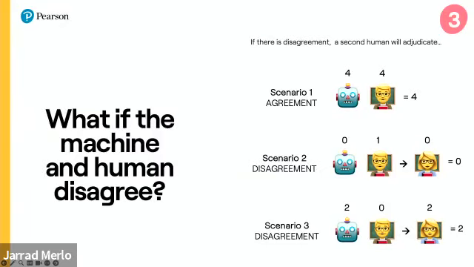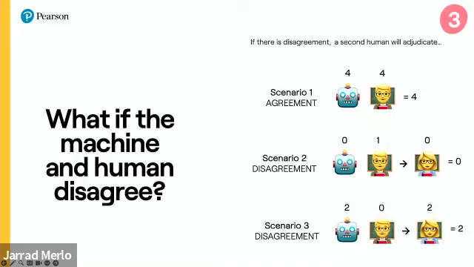Okay, now it begs the question though, what if the machine and the human disagree on those content scores? Because remember, they're both scoring for content. So let's look at 3 different scenarios here. In scenario 1, let's say the machine gives a score of 4 and the human checks it and also gives it a score of 4. So the score is going to be 4 because there's agreement there, right? Cool. That's easy.